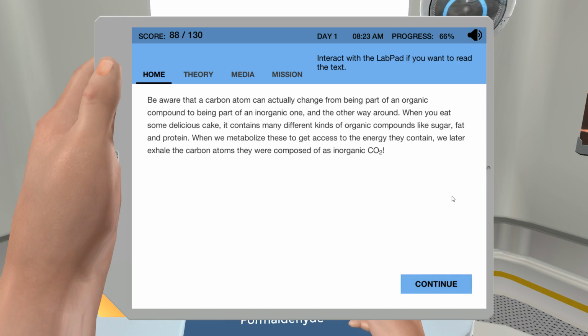Be aware that a carbon atom can actually change from being part of an organic compound to being part of an inorganic one, and the other way around. When you eat some delicious cake, it contains many different kinds of organic compounds like sugar, fat and protein. When we metabolize these to get access to the energy they contain, we later exhale the carbon atoms they were composed of as inorganic CO2.